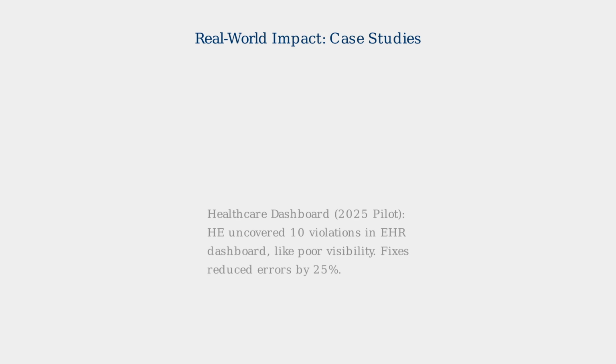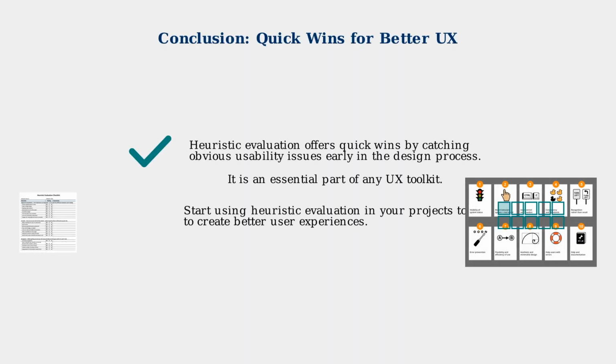In a 2025 pilot study of a healthcare dashboard, heuristic evaluation revealed 10 violations, including poor visibility of patient status. Implementing the recommended fixes reduced errors by 25%, demonstrating the method's effectiveness in critical sectors. In conclusion, heuristic evaluation provides quick wins for better UX by identifying obvious usability issues early in the design process. As an essential part of any UX toolkit, it helps create more effective user experiences. We encourage you to apply these heuristics in your projects to improve your designs efficiently.